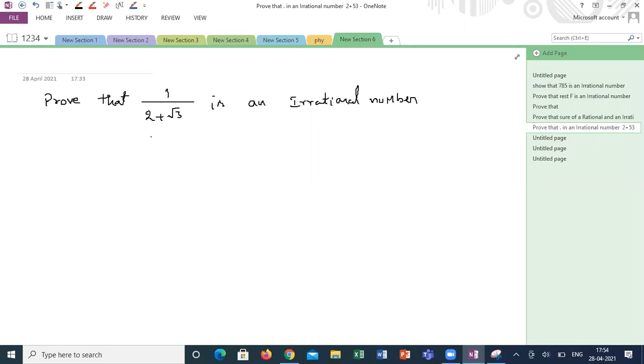Sir, a rational number is a number which can be written as p by r. You can take p by q, or p by r, as you like. Okay, next.